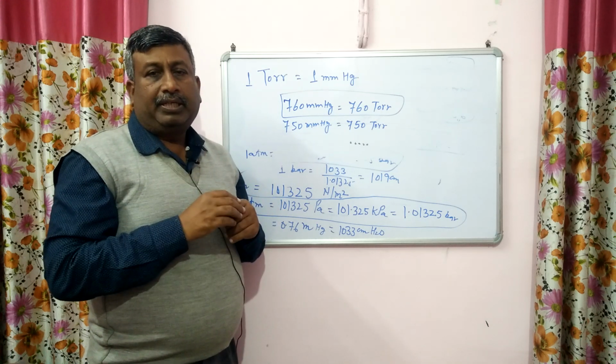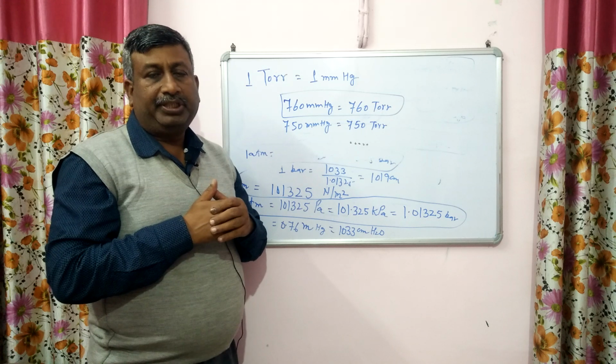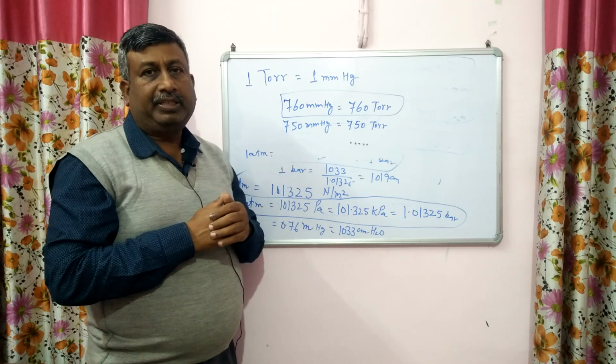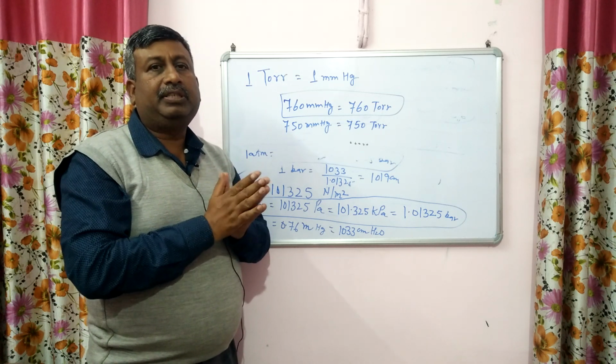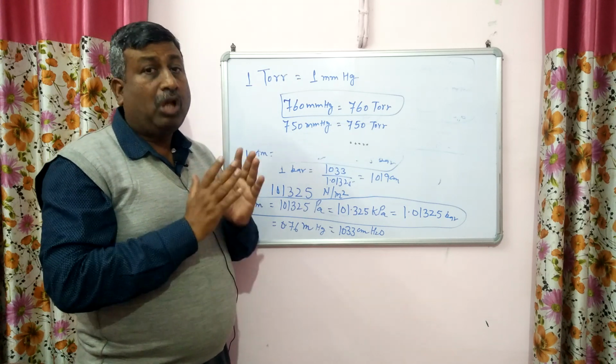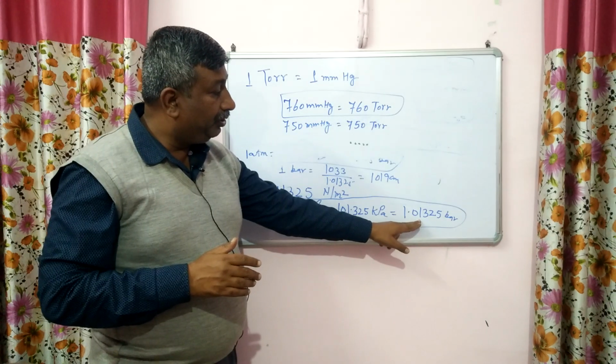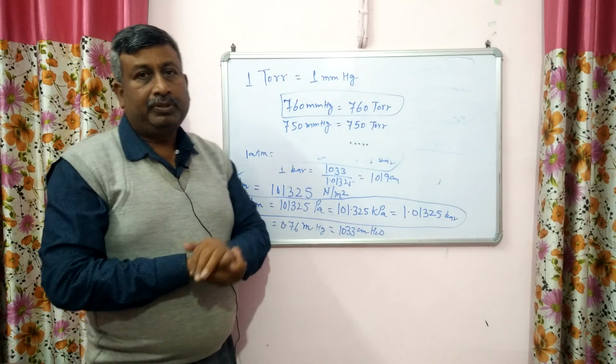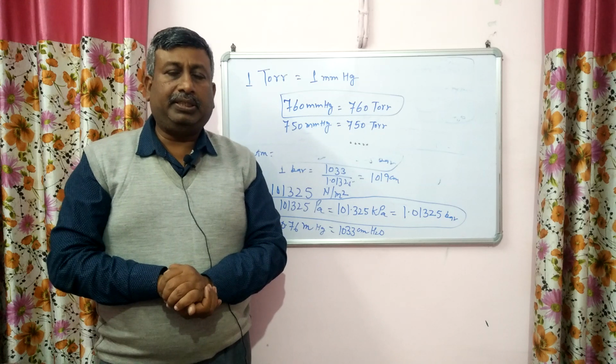Then the density of mercury may be affected by temperature. So there are several factors which affect the atmospheric pressure. That's why we consider 1 atmospheric pressure as approximately 1 bar. Actually, it is not 1 bar, it is 1.01325 bar. So this was about the atmospheric pressure and its units.